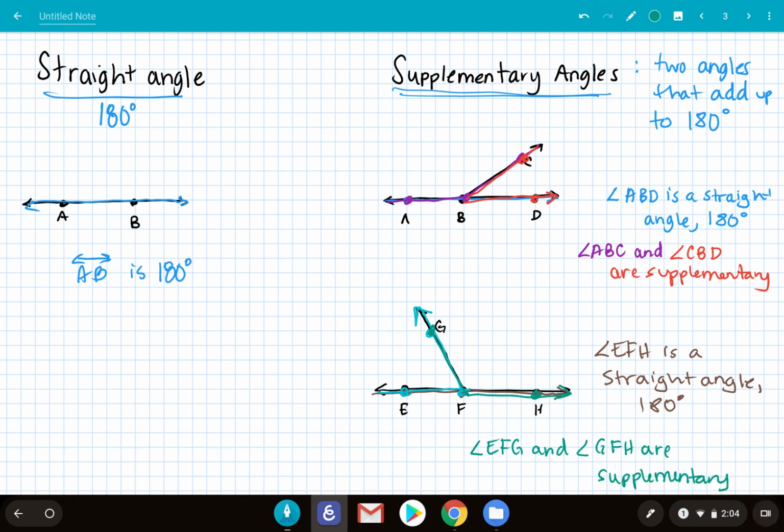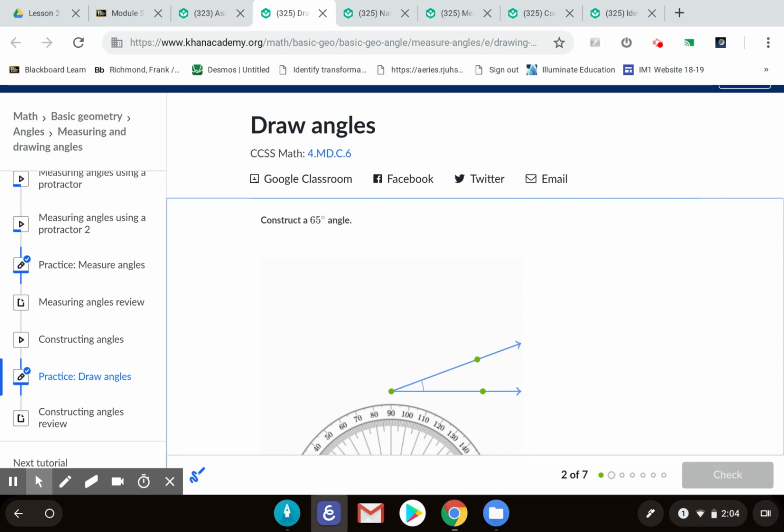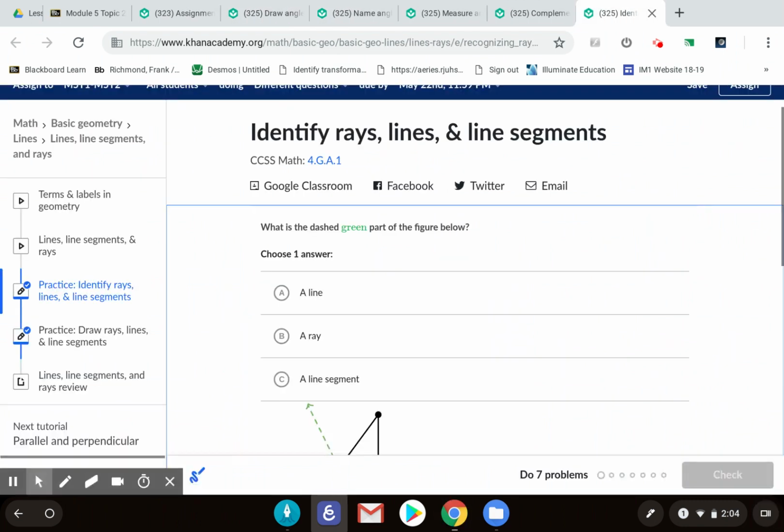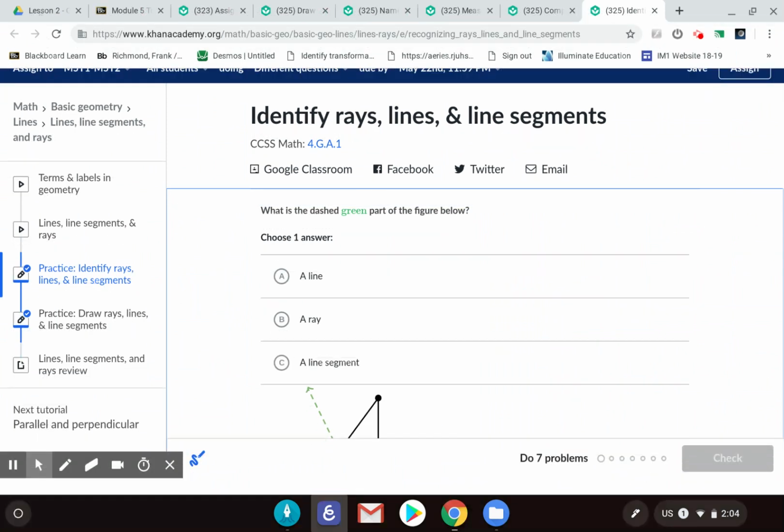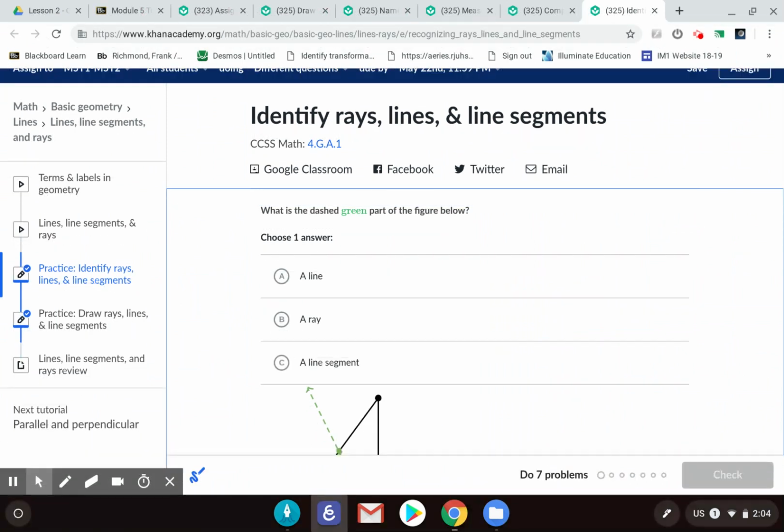So what I want to do next is just show you some practice problems that you'll see on Khan Academy, utilizing these concepts that we just went over for some extra practice. So first we'll go over identifying rays, lines, and segments. This is just a couple examples of what you might see on Khan Academy.